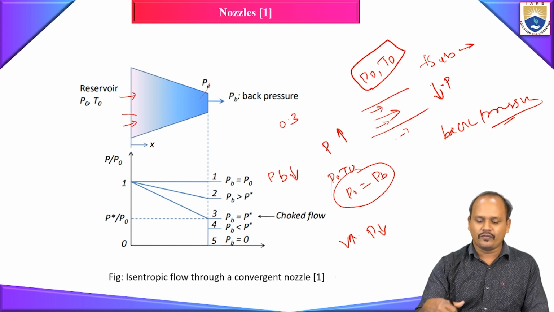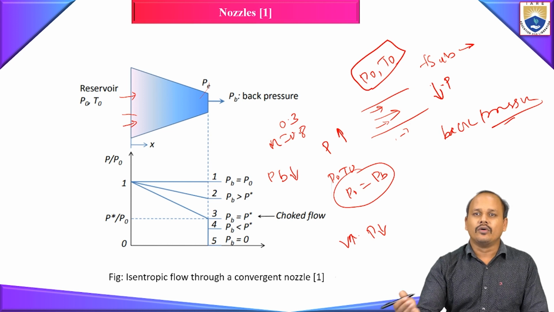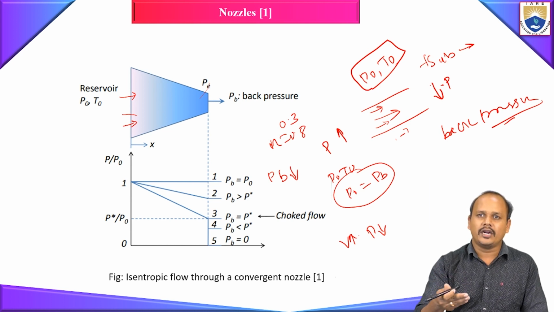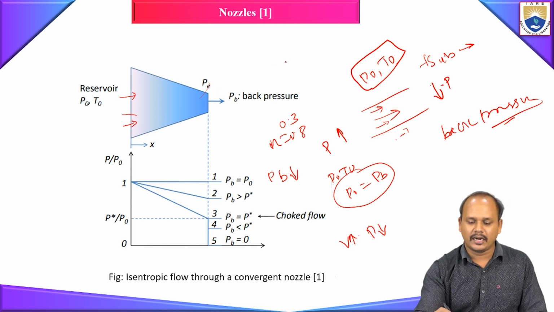Now I'm going to further reduce my back pressure. For this pressure difference, let's say the Mach number I'm going to get at the exit of my nozzle is M = 0.8. If I keep slowly reducing my back pressure, then at one certain back pressure, I will have M = 1 at the exit of my nozzle.